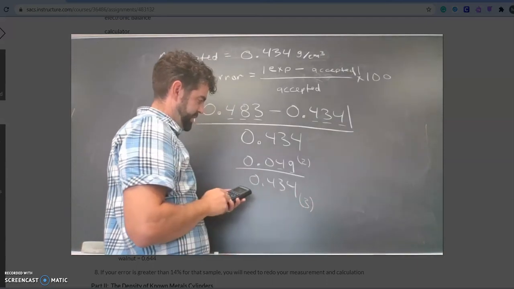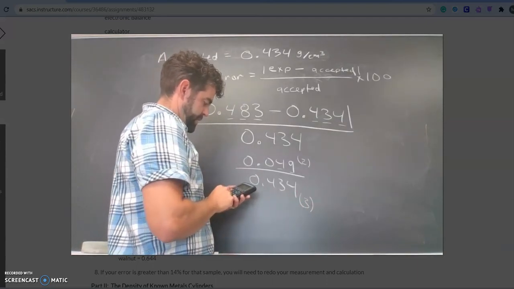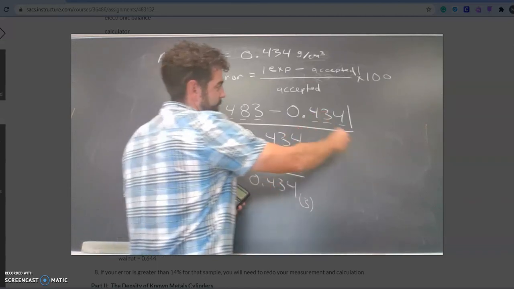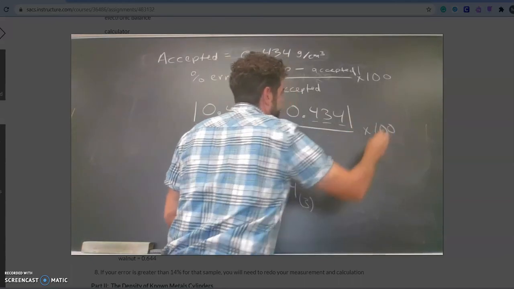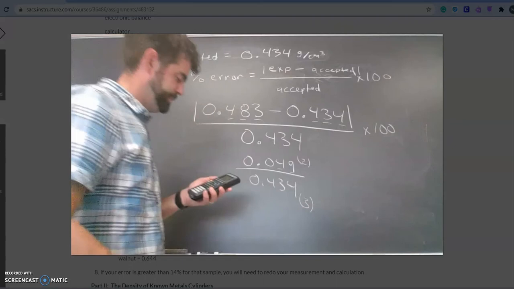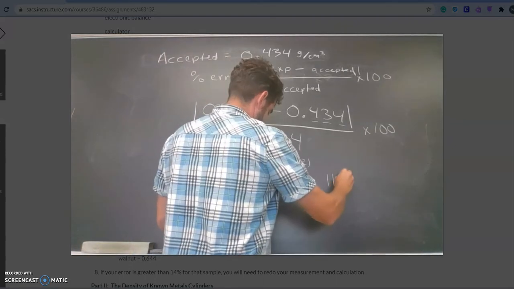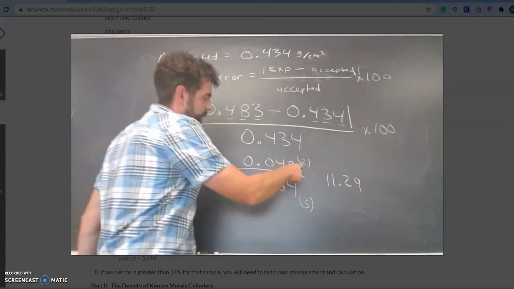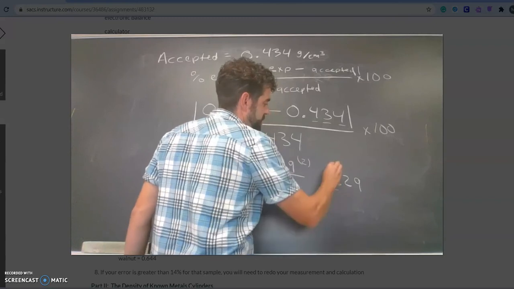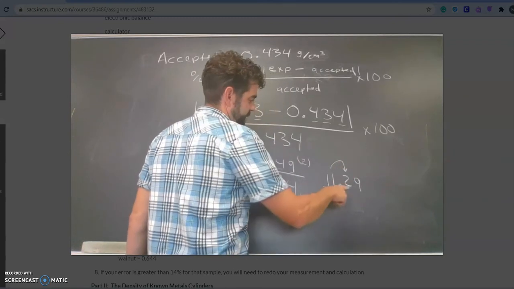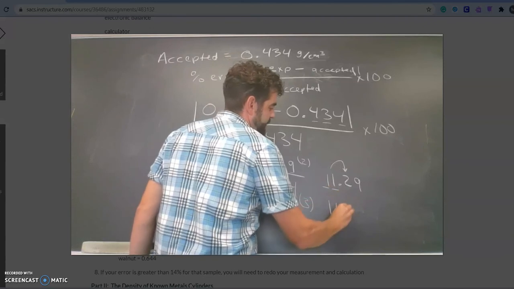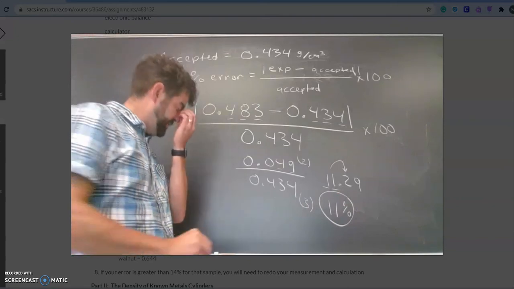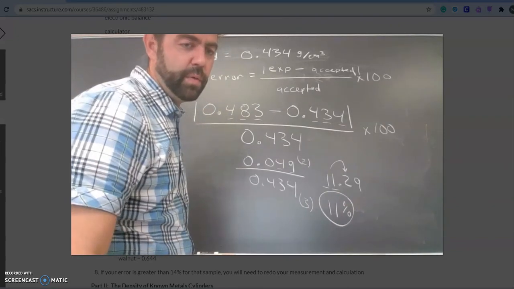So that means my answer, whenever I find that, 0.49 divided by 0.434, and of course, don't forget, I have to multiply this by 100. I multiply that by 100, then I get 11.29%. Now remember, I need that to 2 sig figs. So I'm going to underline 1, 2, and look at the neighbor. That neighbor tells this one to stay, so my error is 11%, which isn't too bad. It's not as good as the one in the example, but it's still pretty good for this situation.